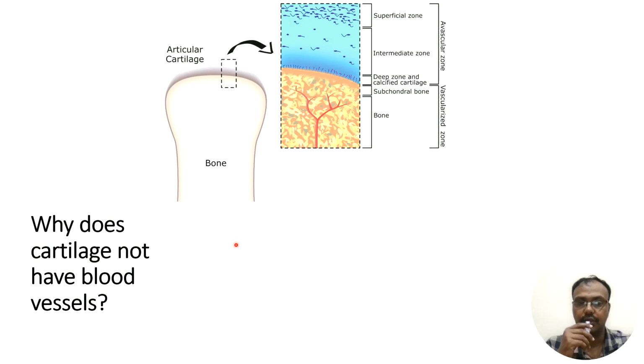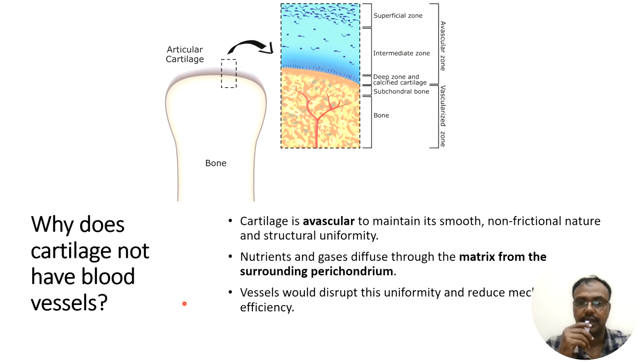Why does cartilage not have blood vessels? Cartilage is avascular to maintain its smooth, non-frictional nature and structural uniformity. Nutrients and gases diffuse through the matrix from the surrounding perichondrium. This is the perichondrium here. Vessels would disrupt this uniformity and reduce mechanical efficiency.